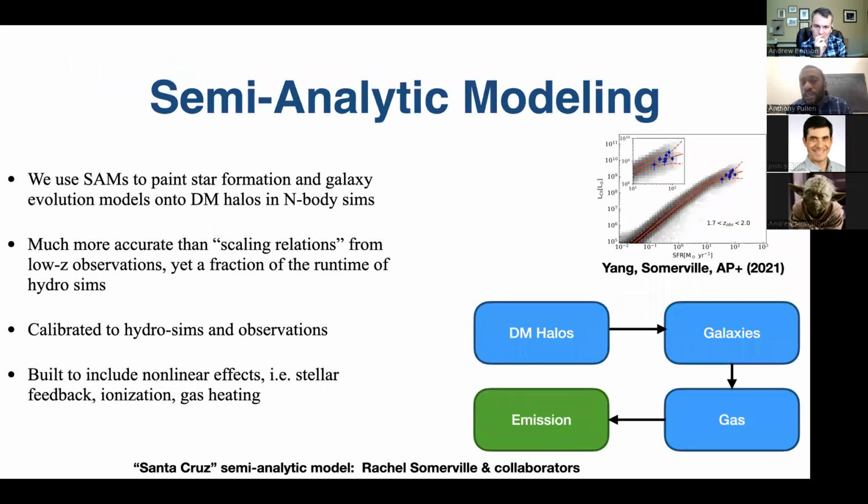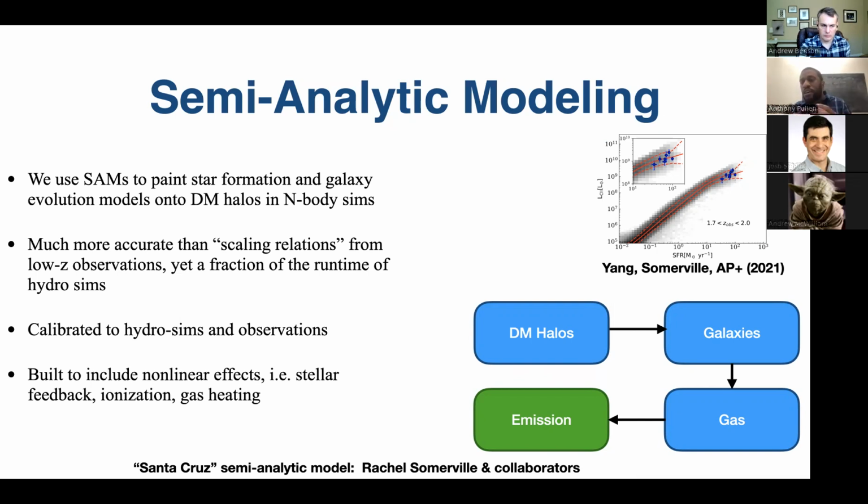So what we've been using as an alternative approach is what is known as semi-analytic modeling. I'm sure you've probably heard a lot about semi-analytic modeling because Andrew Benson has Galacticus, a semi-analytic model for galaxy clustering. We use semi-analytic models in our work to simulate galaxy evolution and emission by applying star formation and galaxy evolution models onto dark matter halos.